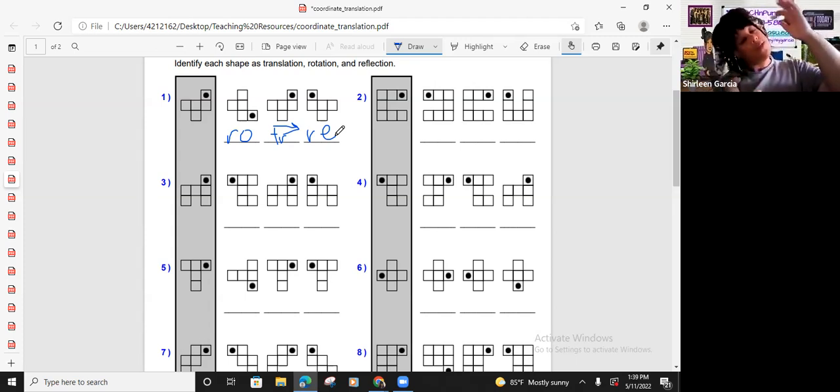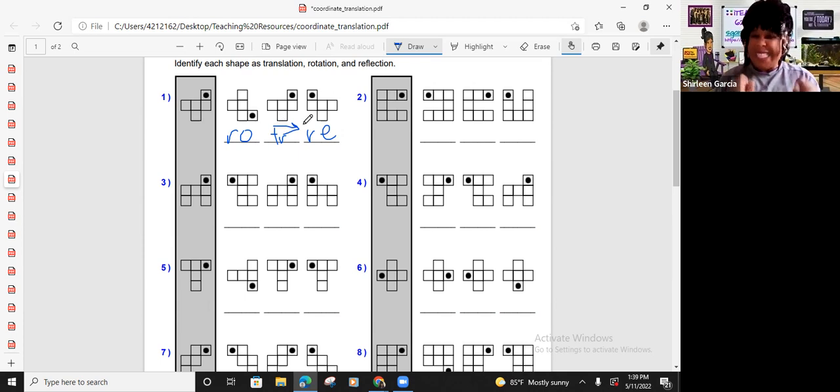He didn't turn, he flipped. It feels like a rotation because he would have to spin to go like this, but he didn't spin. The image is just flipped.